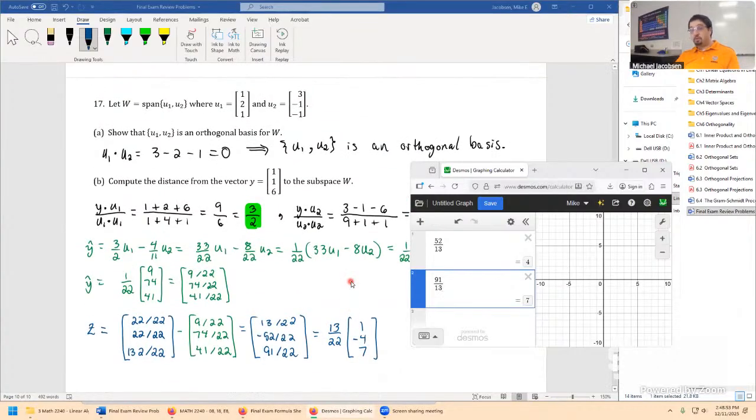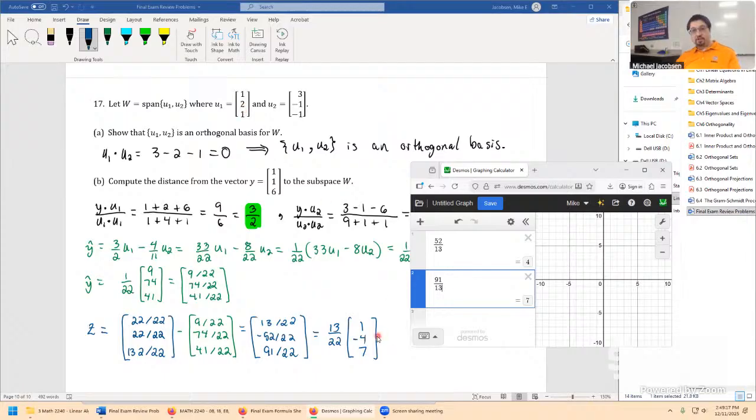It's a good point to double check. Is this right? If we take z dot u1, the 13 22nds isn't going to mess up the dot product. It just multiplies the result of the dot product. So let's take this dot product and see if we get 0. That'll be a 1 minus 8. So we're at -7. Plus 7 balances at 0. So these two vectors are orthogonal.